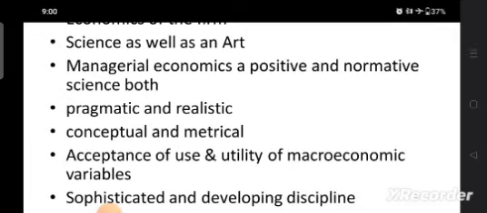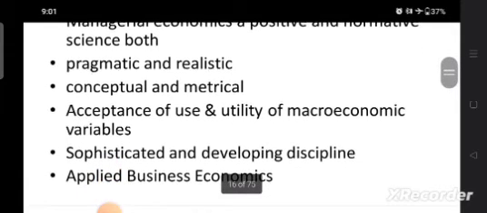And the next one is that it is sophisticated and developing discipline. That means managerial economics is a more refined and sophisticated discipline as compared to economics because it uses modern scientific methods of statistics and mathematics. That's why it is called a sophisticated and developing discipline. Whatever the modern models that have come up now in statistics and mathematics, we can use in order to solve various problems in the company.